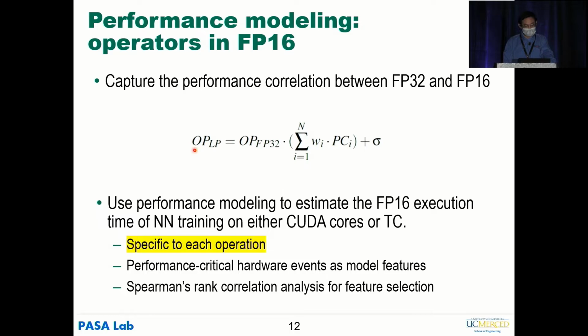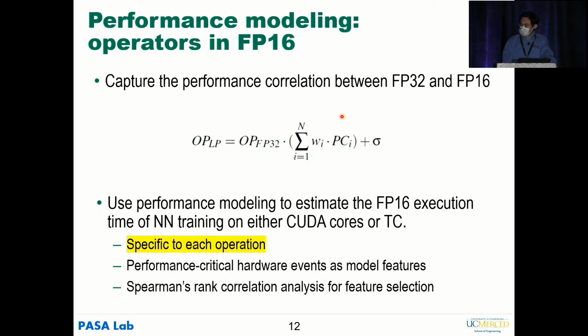And then we have this performance model to predict the low precision performance. As I just mentioned before, this performance model takes the full precision performance as input and then predicts the low precision performance. And this model uses a set of hardware counter events as input. And we have some coefficients, like in this case, WI and omega. Those coefficients are collected through the regression.